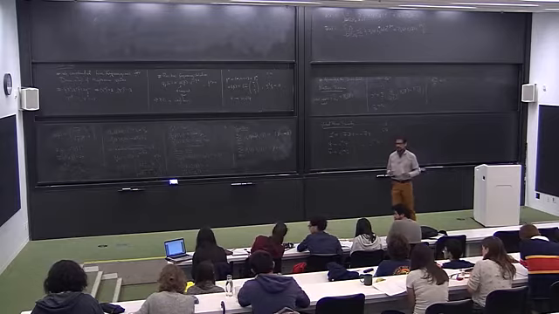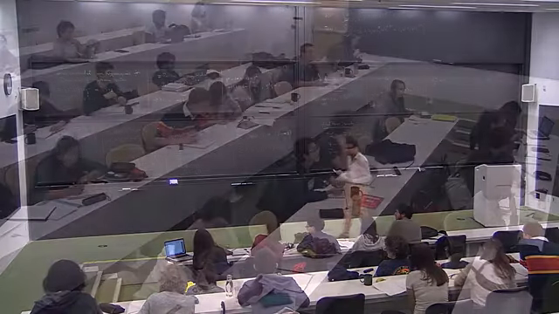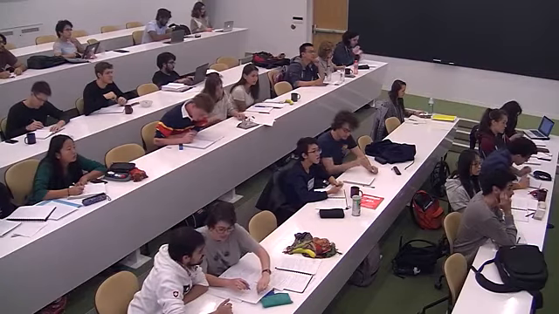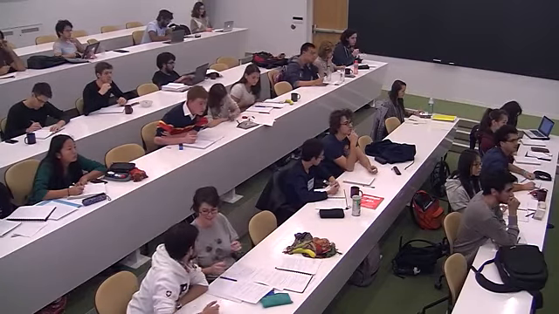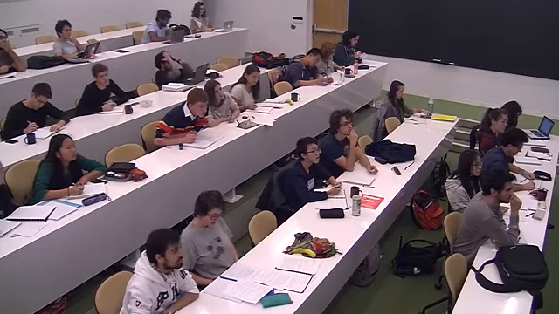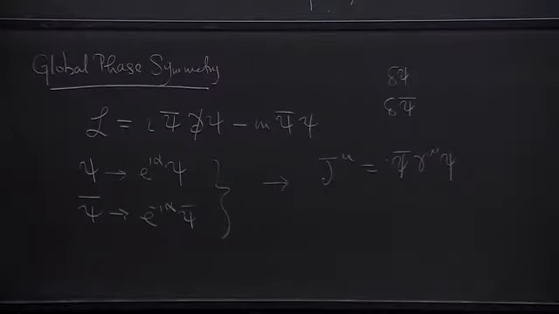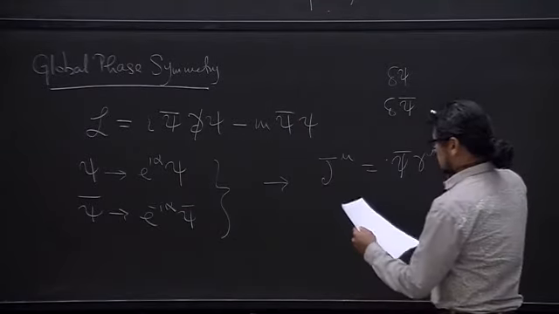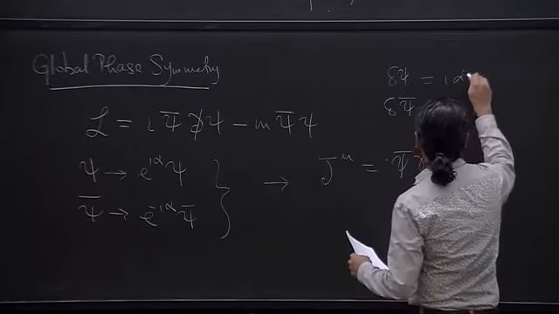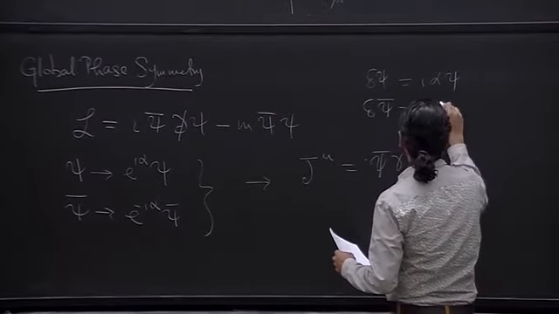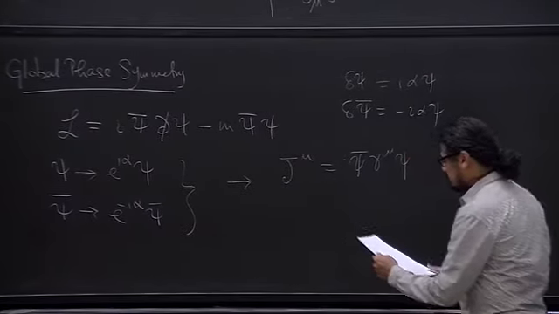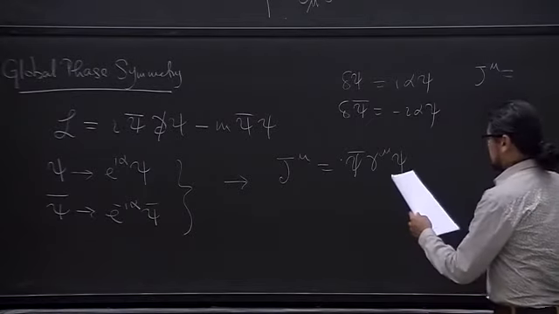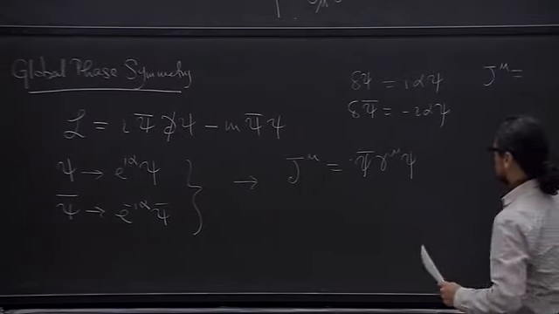Psi bar. It's the rest of it: psi bar, gamma mu, psi. Very nice. So how does it follow? If you take the infinitesimal transformations, then you get i alpha of psi, and here you get minus i alpha of psi. And then our formula says that J mu is that one, psi bar.